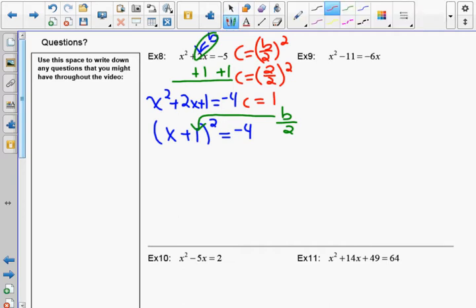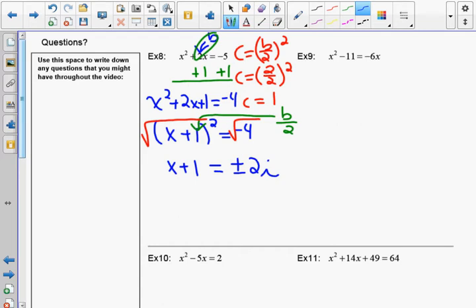So moving along, we're going to square root both sides. So we're going to have x plus 1 is equal to plus or minus, because whenever you square root both sides, it's always a plus or minus. Since we have the square root of a negative 4, well, the square root of 4 is a 2, but since it's a negative 4, we're going to write a 2i.